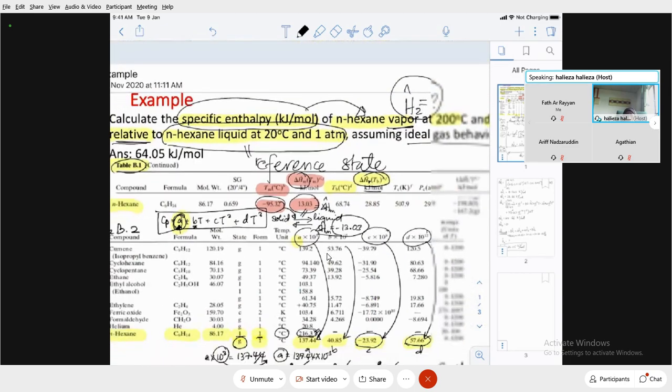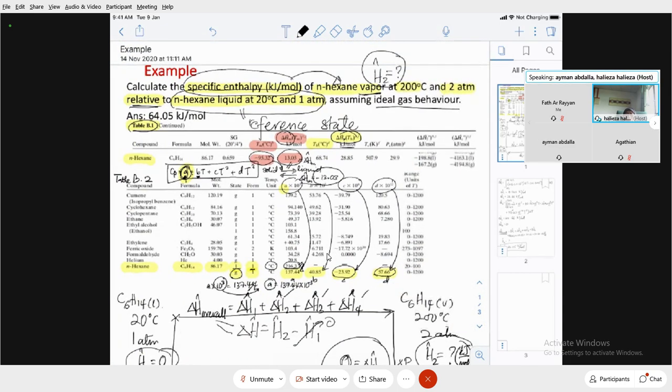Doctor, will delta H for vaporization or condensation always be provided? You will look it up in Appendix B1. It will not be provided, unless somehow the component is not in that appendix.